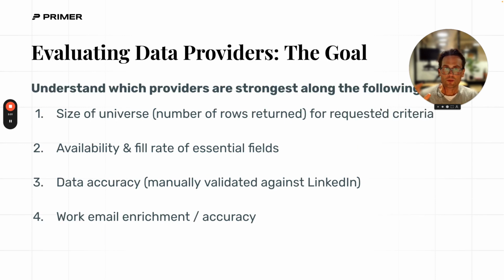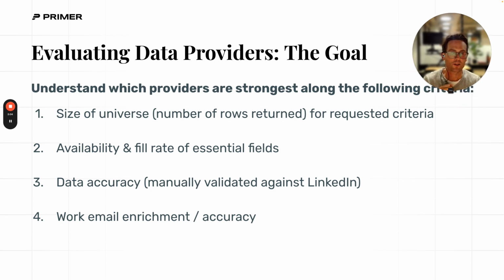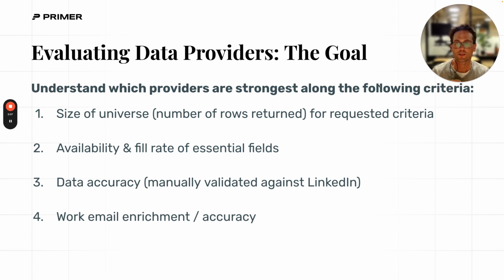Okay. So the goal in evaluating a base data provider is ultimately to understand these providers along 4 key quadrants. One is how many rows does it have within your ICP? Second is what is the fill rate and availability of key fields that are important to you to be able to filter off of or to be able to append to a record to score it. The third is then, of course, data accuracy. And the last would be work email enrichment accuracy or phone number accuracy as well.